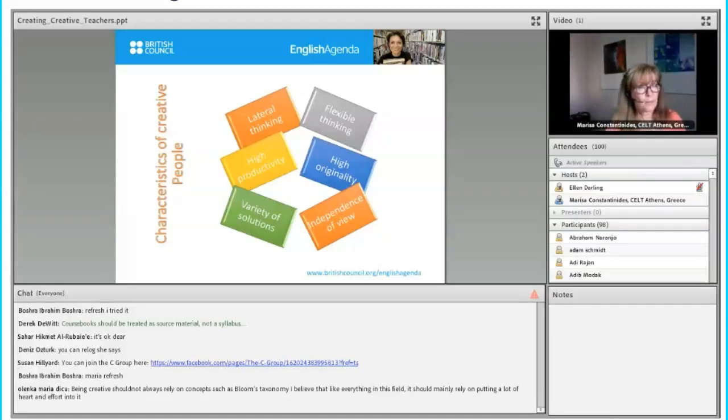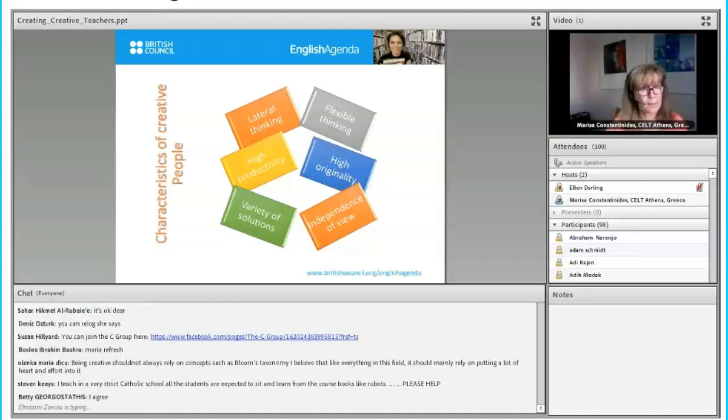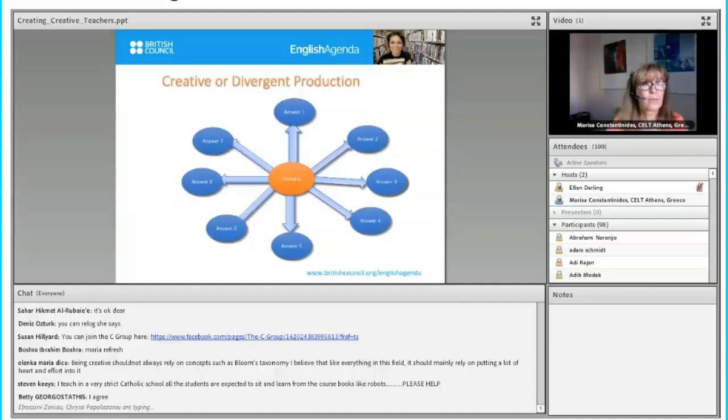Yes, Maria Olenka, you're right, being creative should not rely on one source, but we can take information from different sources. Another way of defining creativity is what some people call divergent production, and I like this term. I like this diagram, which goes to show you how the creative thinker can go off in all sorts of directions in their thinking and provide not just one solution, but many different answers from just one stimulus.